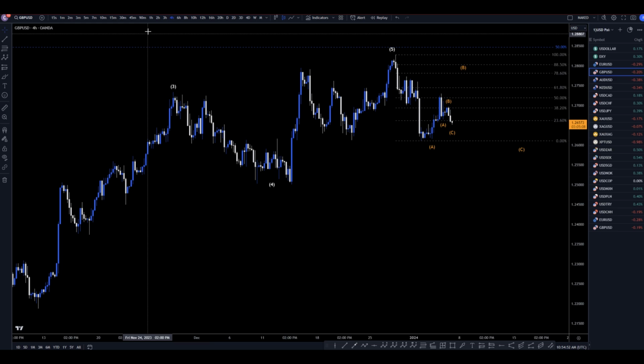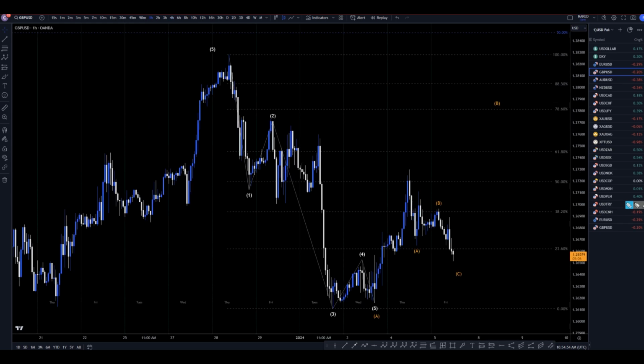So taking it down to that 1 hour time frame. 1 hour time frame, this definitely looks pretty impulsive up. I think this is an A. I think this is forming an A, B, C of B.